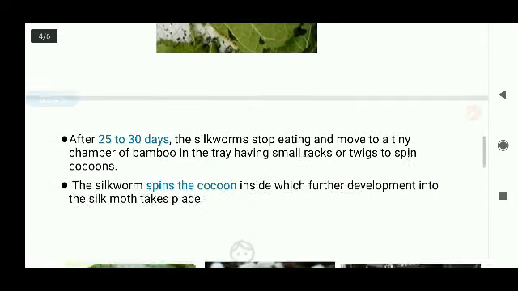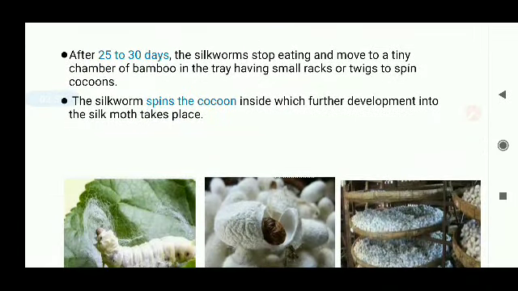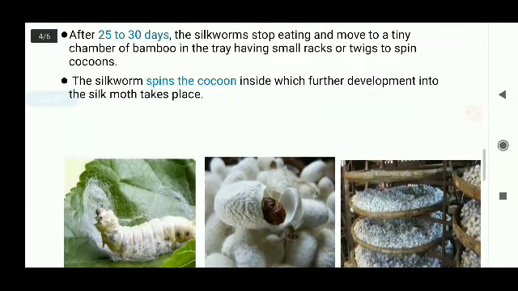So after 25 to 30 days, or around 4 weeks, the silkworms stop eating those leaves and they start moving to tiny chambers of bamboo in the tray, having small racks or twigs to spin the cocoons. Now it is time for the larva to make a cocoon.